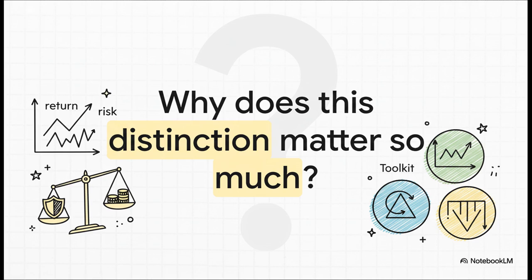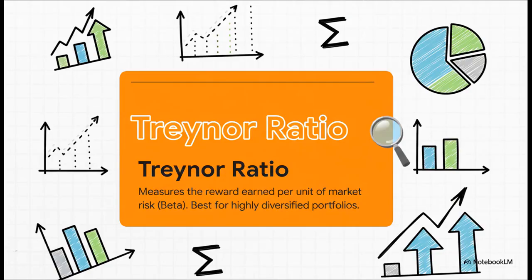So why would we ever want to just ignore some of the risk? Why does making this distinction matter so much? It matters because of one really important word: diversification. If you've got a really well-diversified portfolio, like a big mutual fund, you've pretty much gotten rid of all the weird random risks tied to single companies. The only risk left that really matters is that overall market risk, that beta.